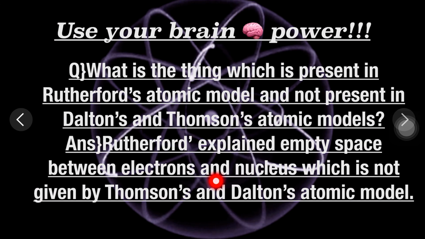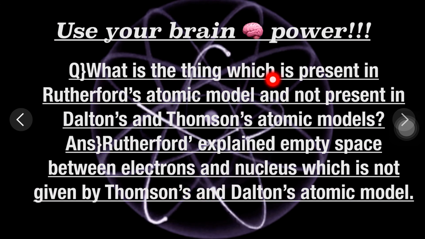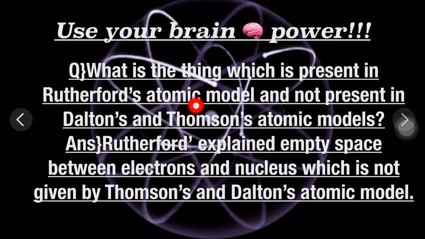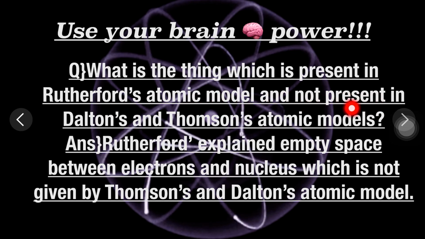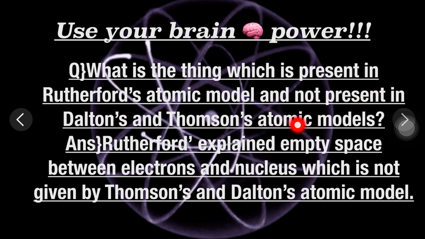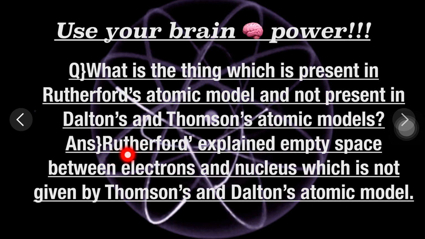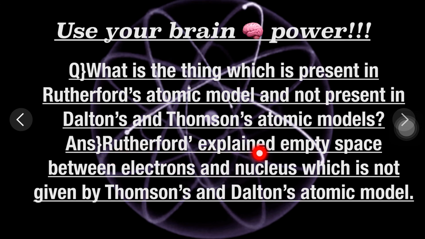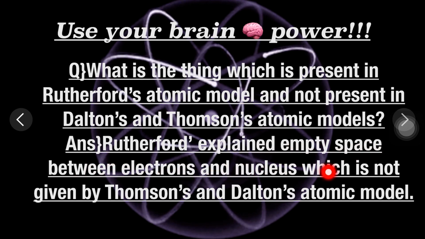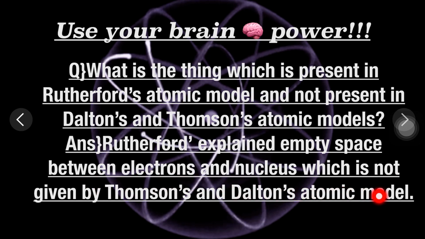And the last one: what is the thing which is present in Rutherford's atomic model and not present in Dalton's and Thomson's atomic models? So students, here is the answer. Rutherford explained empty space between electrons and nucleus, which is not given by Thomson's and Dalton's atomic models.